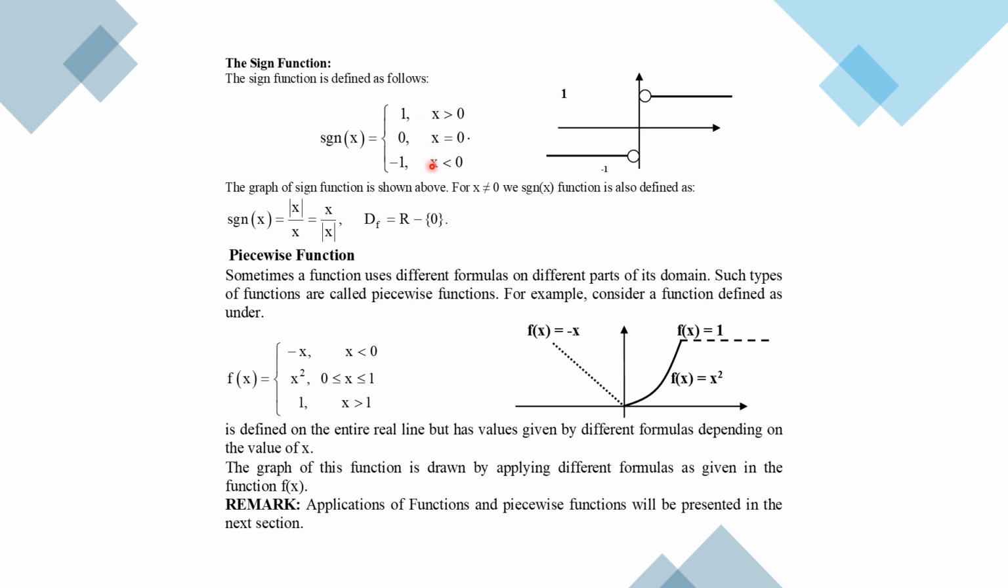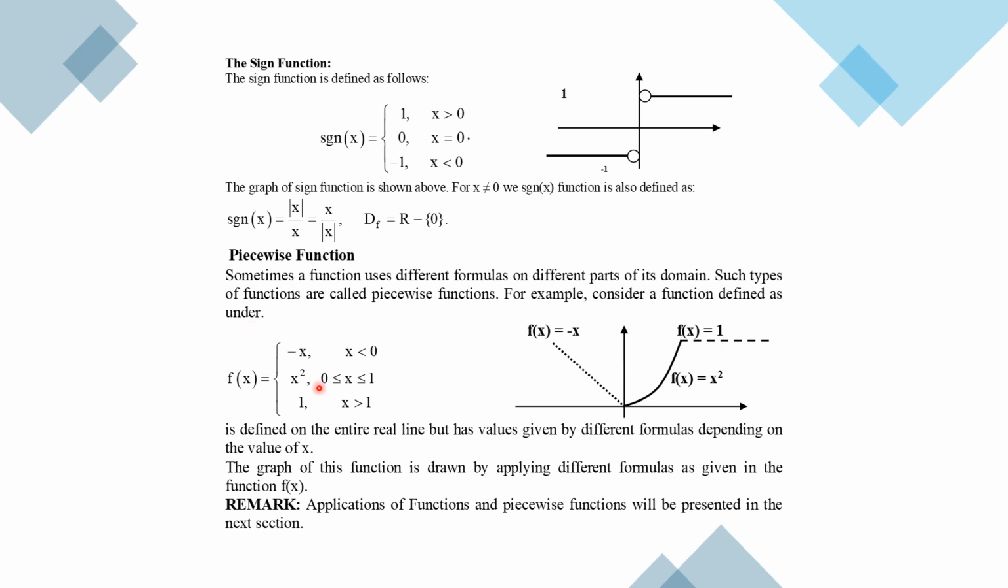For x less than 0, of course, here is the x less than 0 portion, so it gives minus 1. The sign function is defined for x not equal to 0. So here, what is the domain? Here the domain of f is the real numbers minus just 0, because at the point 0 the sign function gives 0. This is also a piecewise function, one with different formulas on different parts of its domain. Such types of functions are called piecewise functions.